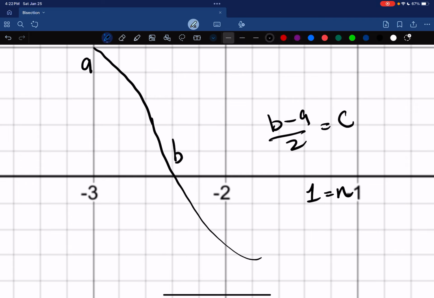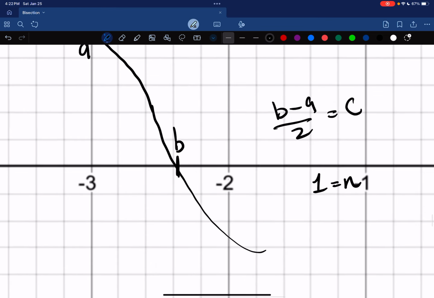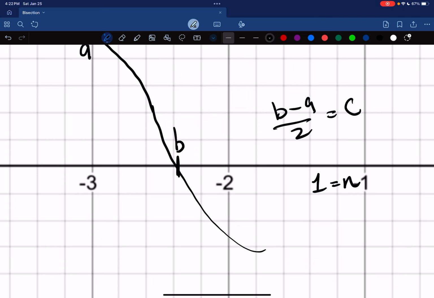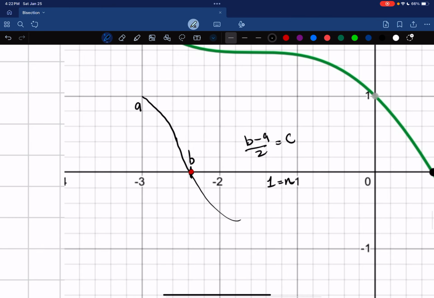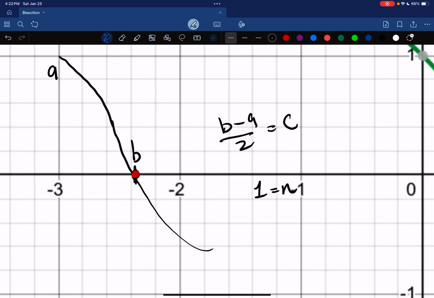So if b was here, it will tell you how many iterations you will be doing. So let's say, this is the root. Obviously, let me do that in red. This is the root. That equation I showed earlier for tolerance will show you how many iterations you've got to do in order to get as close to your tolerance as you want. So this is the maximum number of iterations you need to do. This is like a worst case scenario.